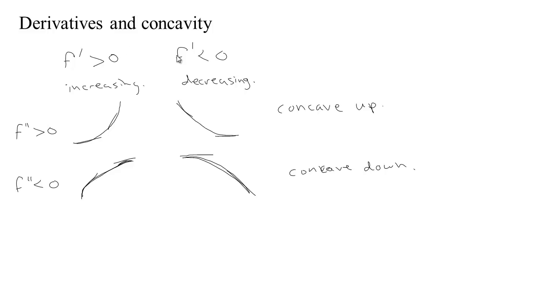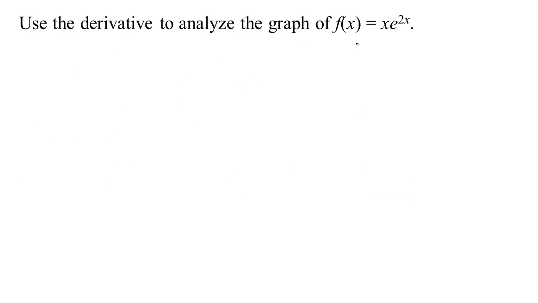So the sign of the first derivative tells you whether the graph is increasing or decreasing. The sign of the second derivative gives a little bit of a bend to the graph. If the second derivative is positive, you have something that looks like it's part of a bowl up. It's concave up. If the second derivative is negative, it looks like it's part of a bowl down. It's concave down. We could use the derivative to analyze a function that we may have never met before.